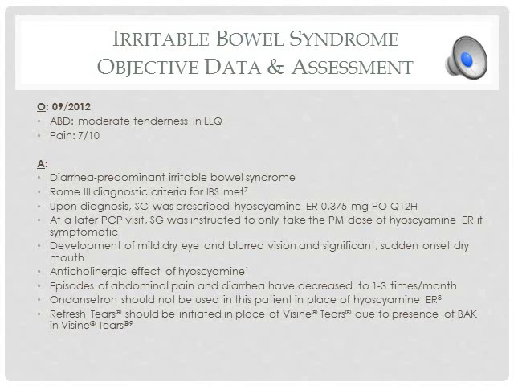Supportive symptoms including greater than 3 bowel movements per day, loose or watery stools, and urgency were also present and contributed to the diagnosis. Upon diagnosis, she was prescribed hyoscyamine ER 0.375 milligrams by mouth every 12 hours. At a later visit, she was instructed to only take the PM dose if she was experiencing symptoms. SG has noticed the development of mild dry eye and blurred vision and significant sudden onset dry mouth.